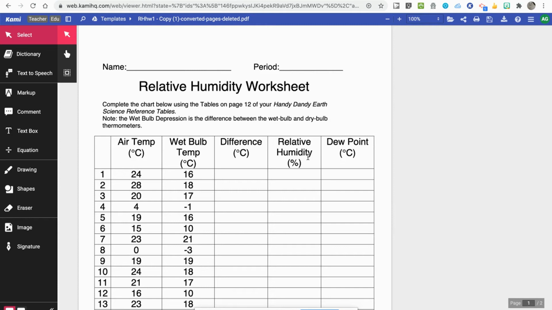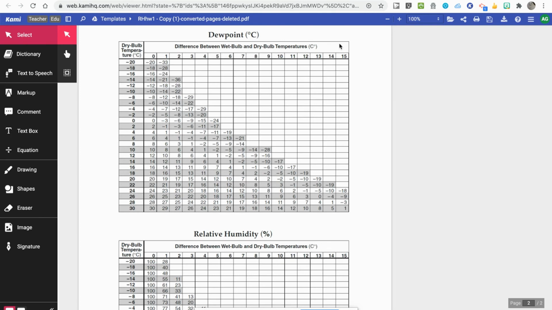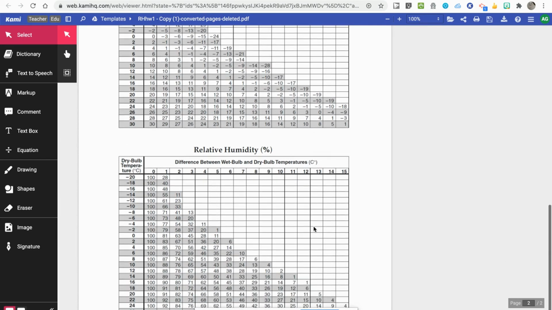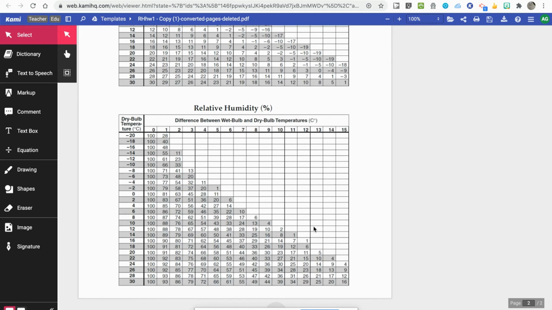So where you're going to find this information here for the percent for your relative humidity and your dew point, you're going to scroll down, and then it's going to be on the next page. So here you're going to be finding out for your dew point, which is in degrees Celsius. And then this is going to be for your relative humidity.